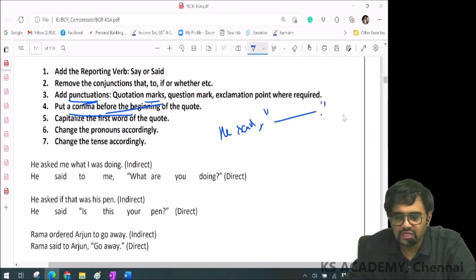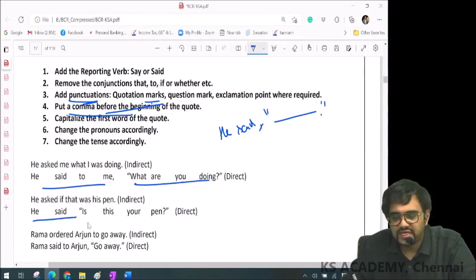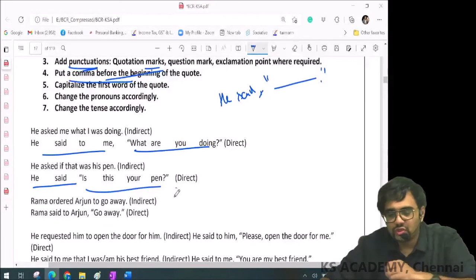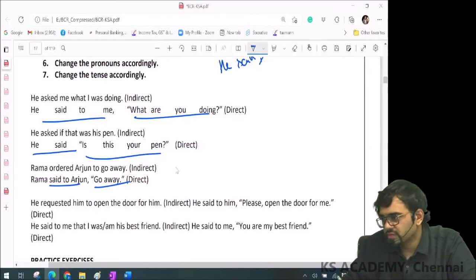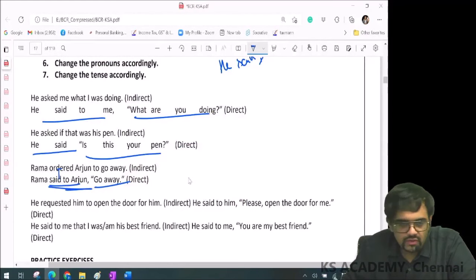He asked me what I was doing. He said to me, "What are you doing?" He asked if this was his pen. He said, "Is this your pen?" Rama ordered Arjun to go away. Rama said to Arjun, "Go away." The tone only means that you are ordering around.